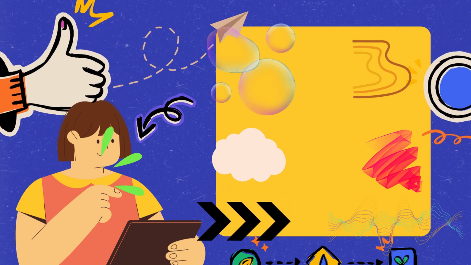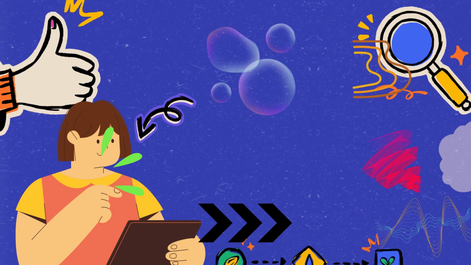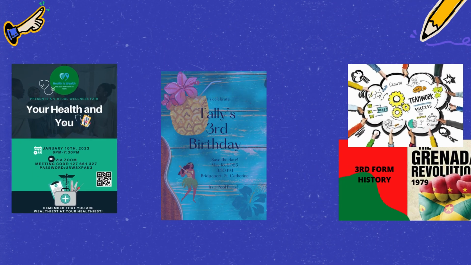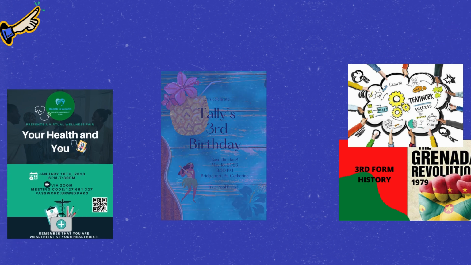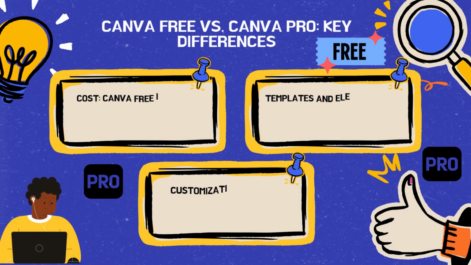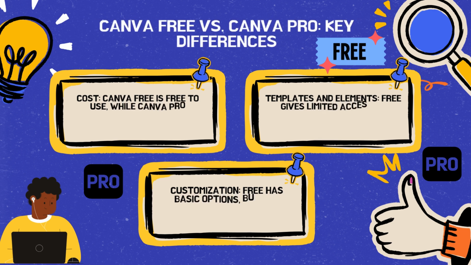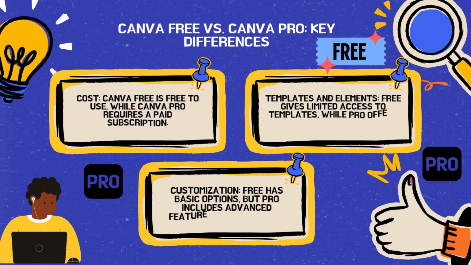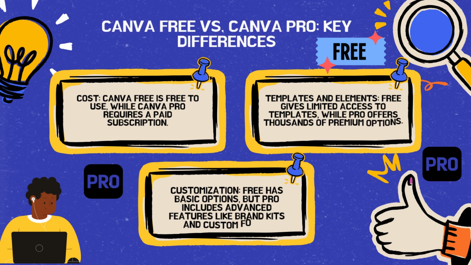Uses of Canva. Social media graphics: make eye-catching posts and stories for platforms like Instagram and Facebook. Presentations: design professional slides for school or work. Posters and flyers: create promotional materials for events and ma.